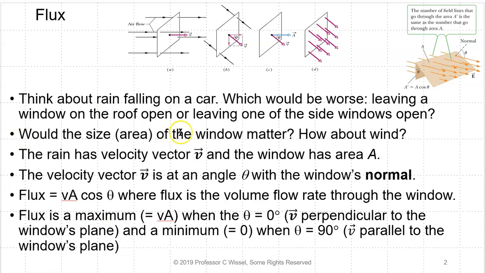We asked, would the size of the window matter? A big window is going to be worse than a small window. Okay, how about the direction that the rain falls? If the rain is coming straight down, the one on the roof is going to be worse than the one on the side window. But if you're in some sort of tornado or hurricane where the rain is blowing horizontally, then the roof window might be okay, but the side window would be a problem. So that's what all of this means. Flux comes from the Latin word for flow, by the way.